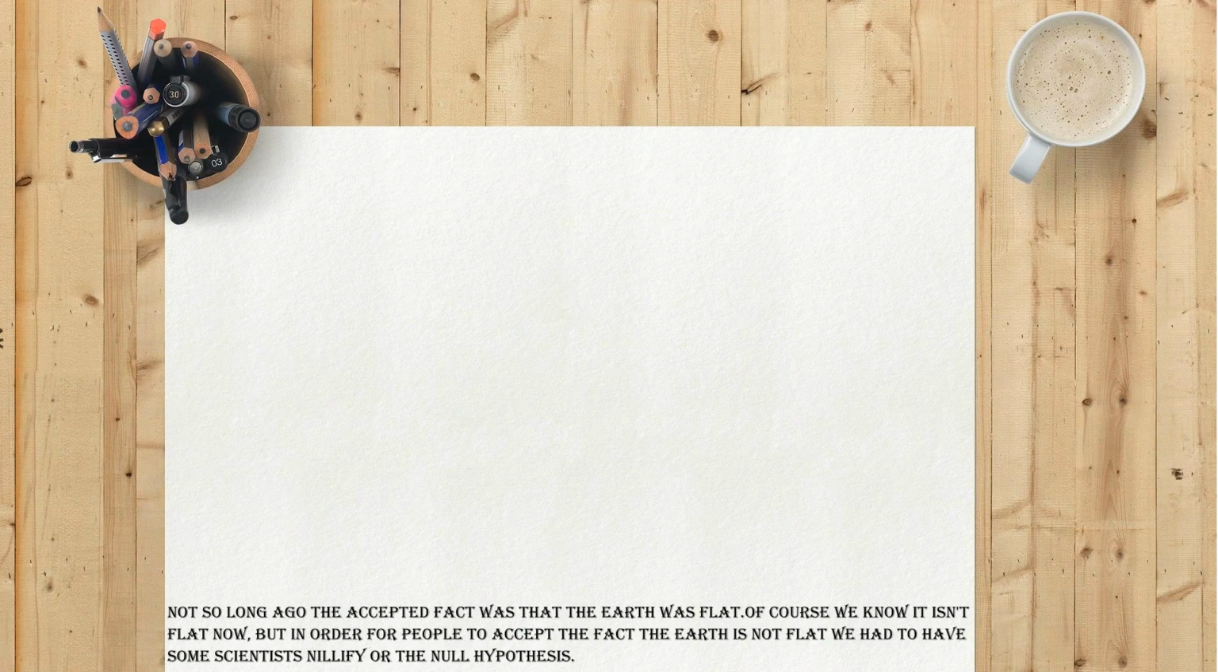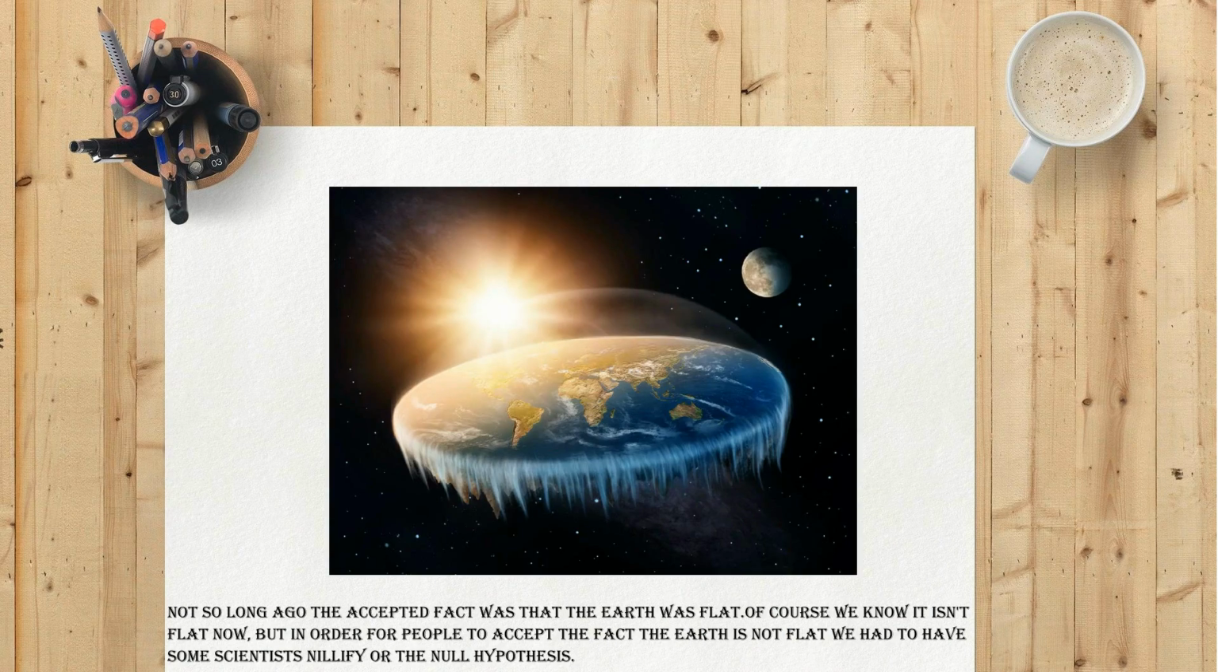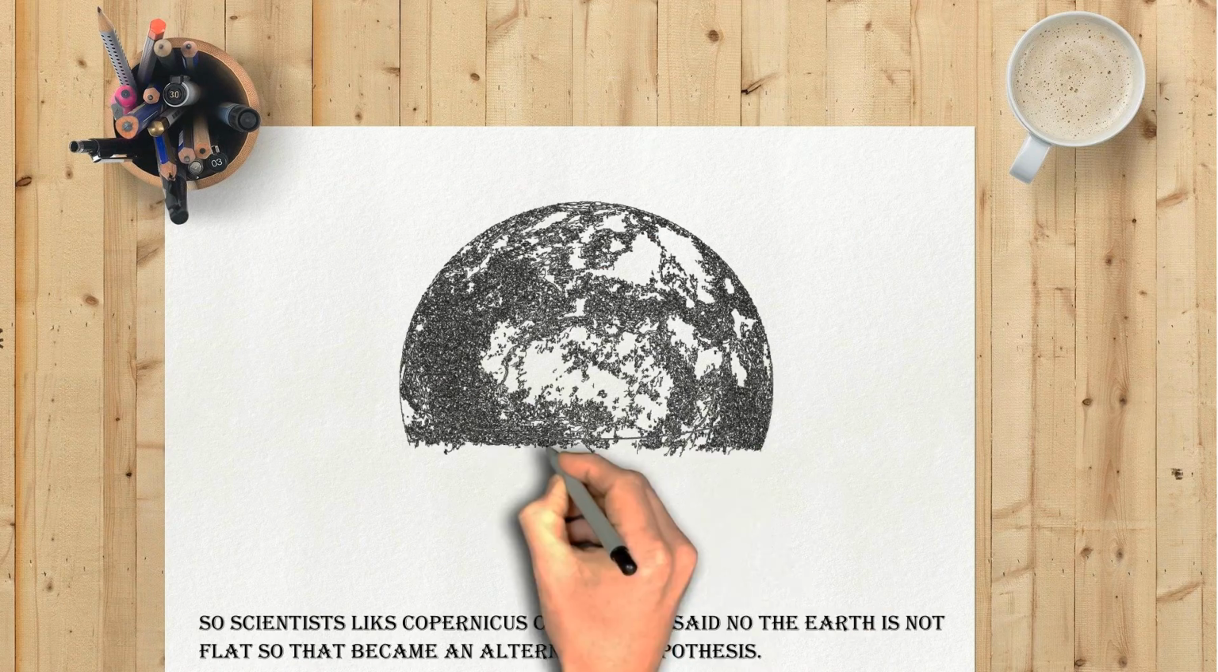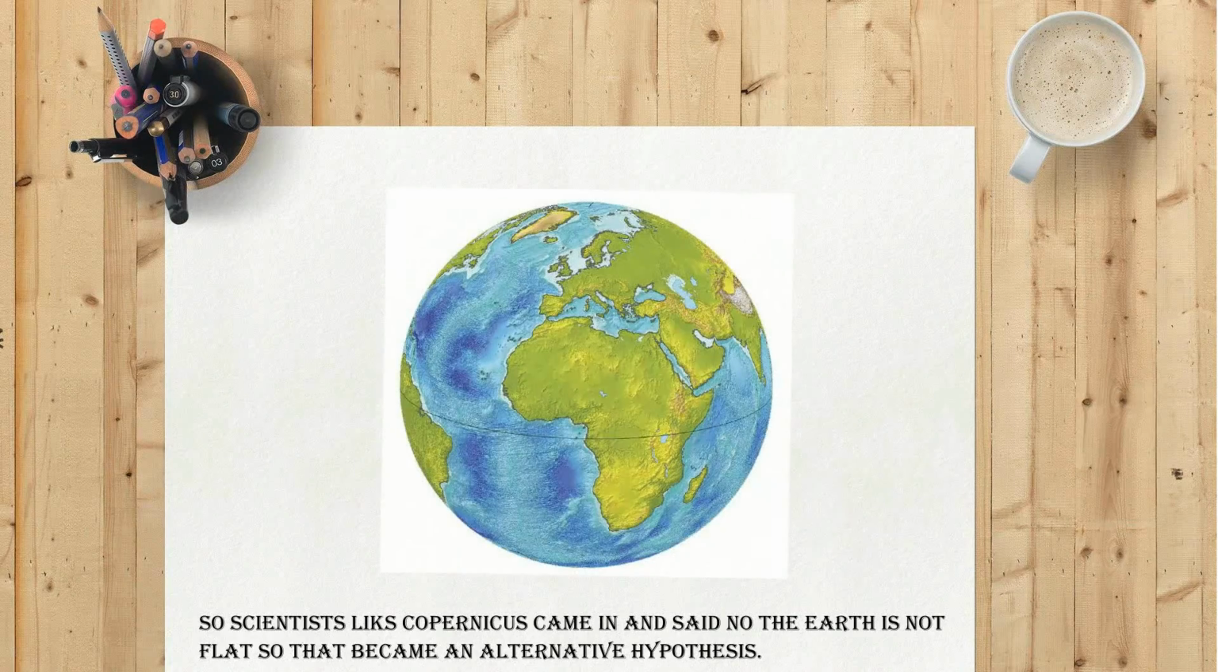Not so long ago, the accepted fact was that the Earth was flat. Of course, we know it isn't flat now, but in order for people to accept the fact, the Earth is not flat, we had to have some scientists to verify the null hypothesis. So scientists like Copernicus came in and said no, the Earth is not flat, so that became an alternative hypothesis.